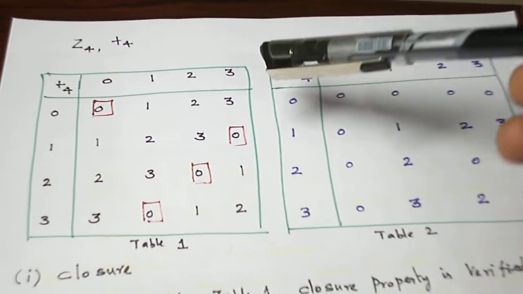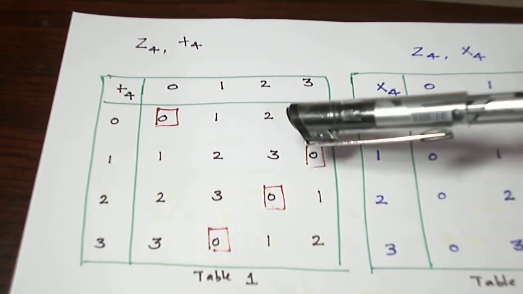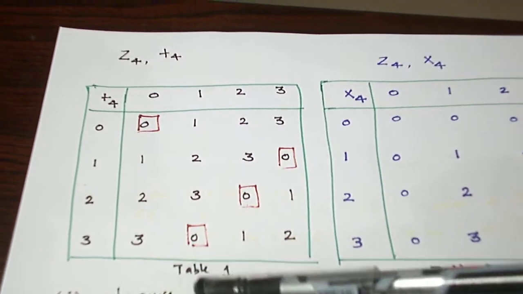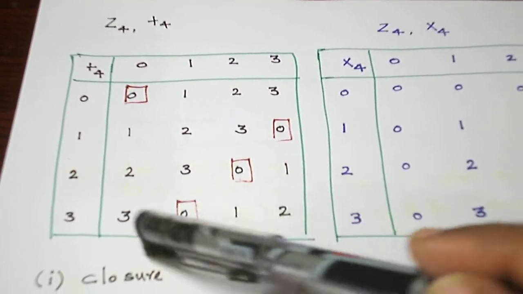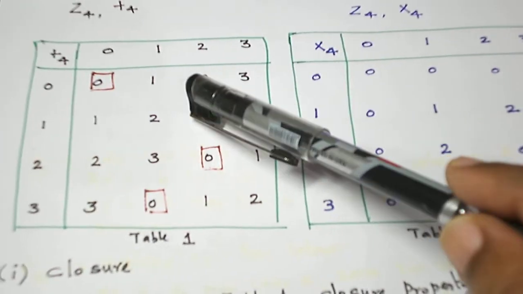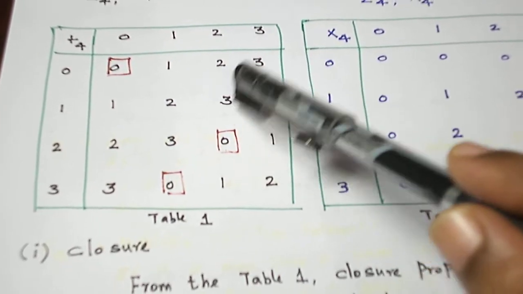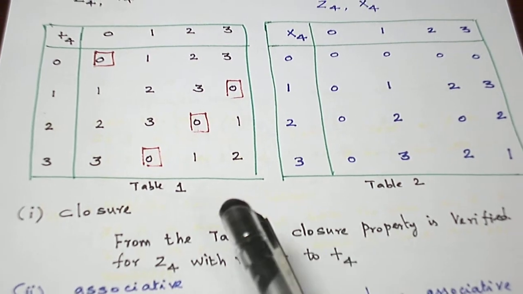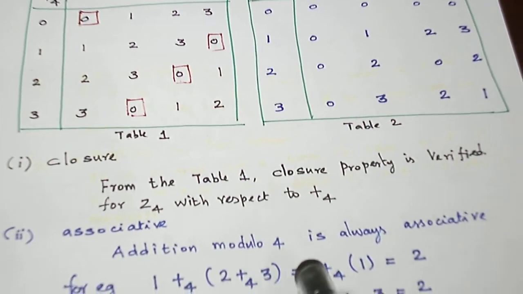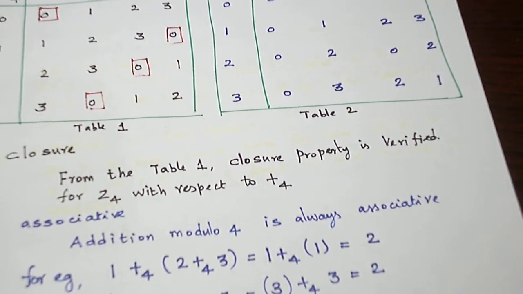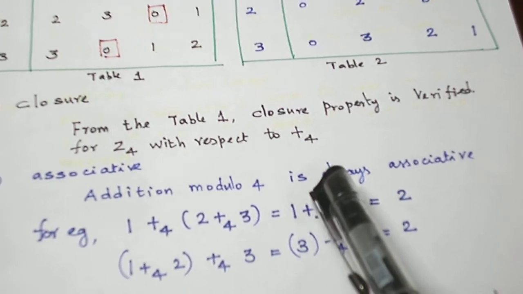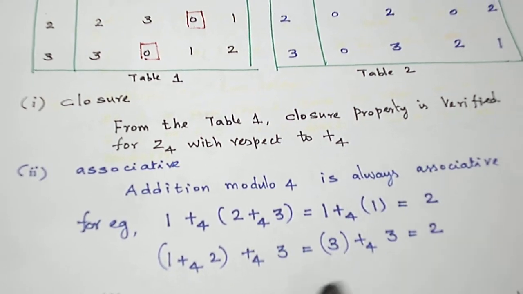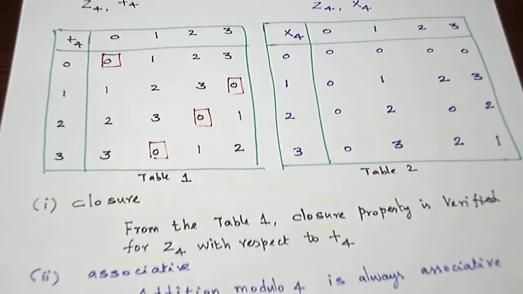And if we take the first table, addition modulo 4, leave the header row and header column and look at the elements inside the table. All the elements are from Z4: 0, 1, 2, 3. So we verified the closure property from table 1. Associative: addition modulo 4 is always an associative operation. Let us verify it using some illustrative examples. Take 3 elements and verify the associative property.